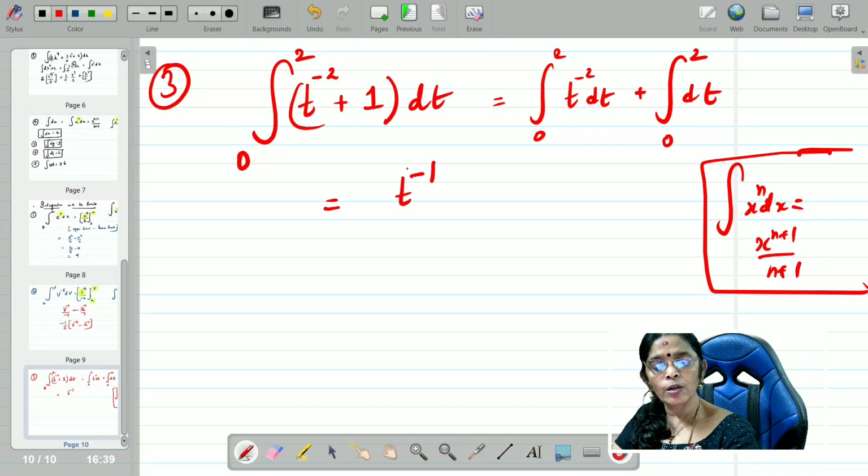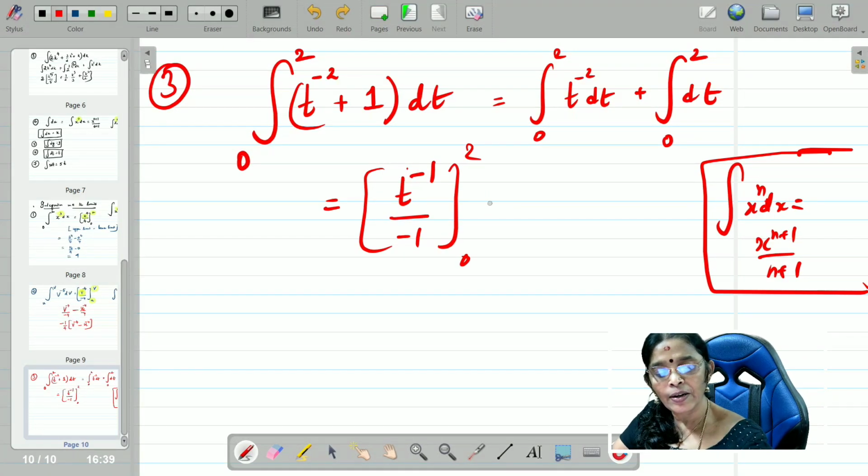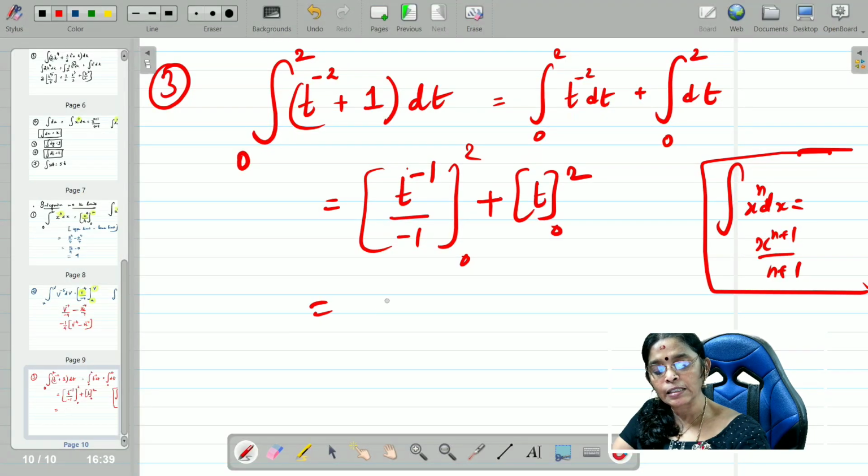t power minus 2 plus 1 is minus 1, divided by minus 1. Apply the limit 0 to 2, plus what is integral dt? Integral dt is t, 0 to 2. So that is equal to minus 1 by t, minus 1, afterwards you can take it out. Now apply the limits. That's it.